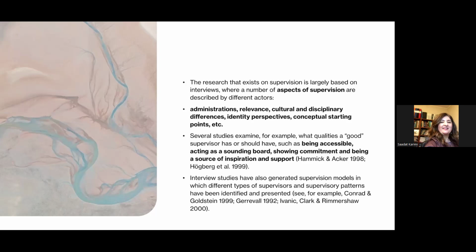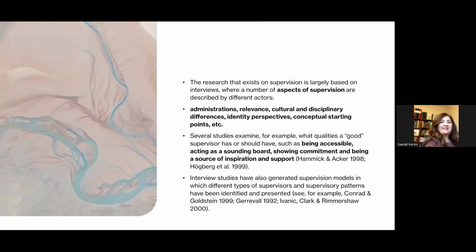The research that exists on supervision is largely based on interviews, where a number of aspects of supervision are described by different actors: administrations, relevance, cultural and disciplinary differences, identity perspectives, conceptual starting points, etc. Several studies examine, for example, what qualities a good supervisor has or should have, such as being accessible, acting as a sounding board, showing commitment, and being a source of inspiration and support. So it's qualities of a good supervisor.